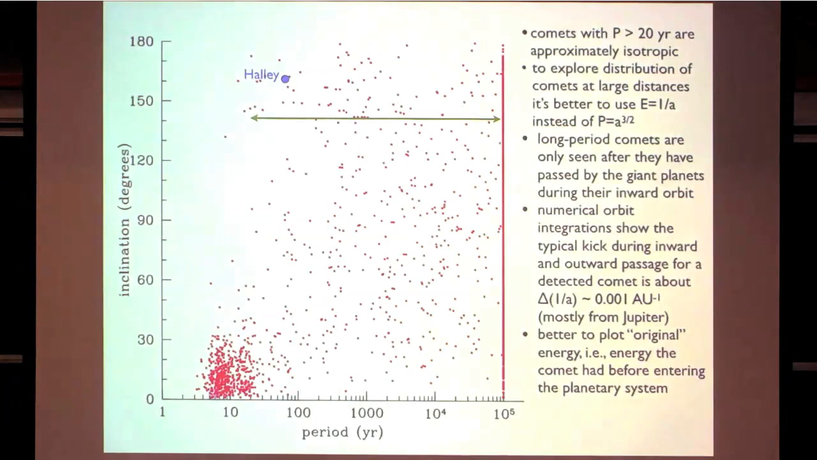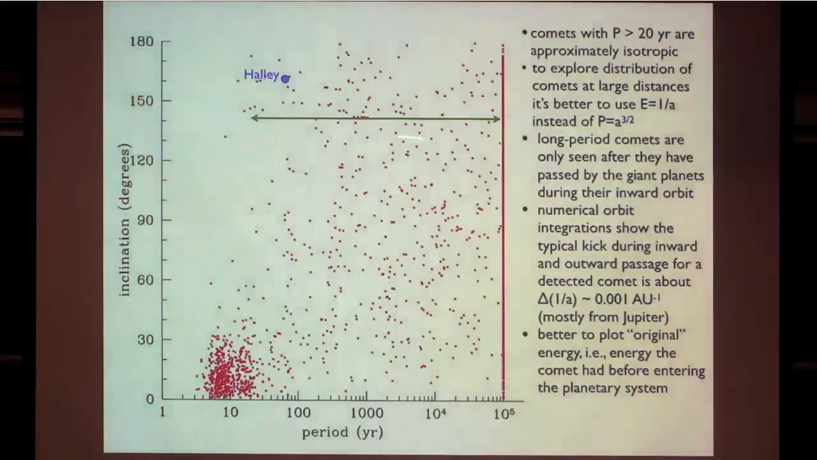Okay, so let me move on to the comets with periods longer than 20 years. As I say, their orbital distribution is nearly isotropic. As I also said, it's a problem exploring the distribution of orbits out here, because as the orbit becomes nearly parabolic, the period goes to infinity. So it's better to deal with 1 over semi-major axis rather than the period.